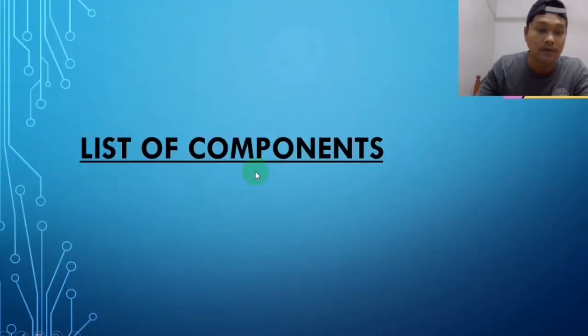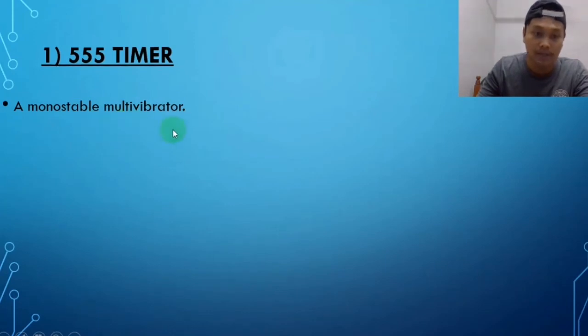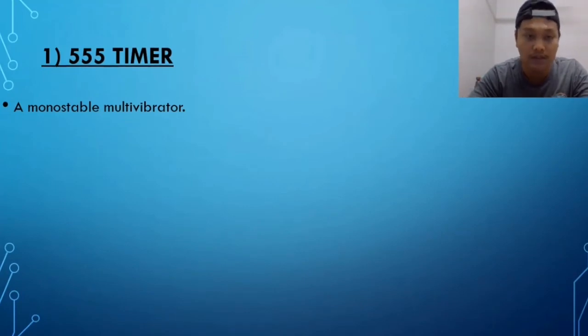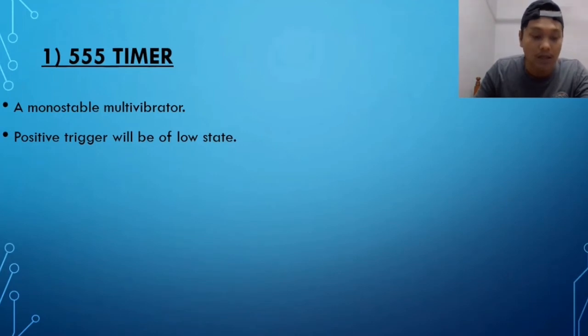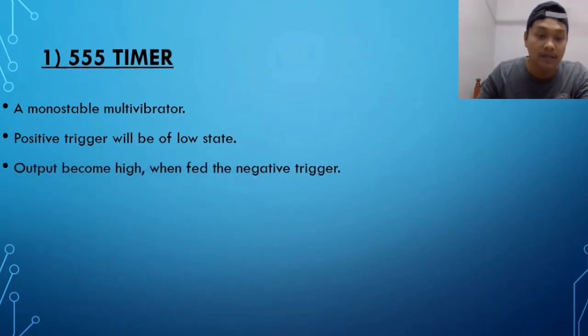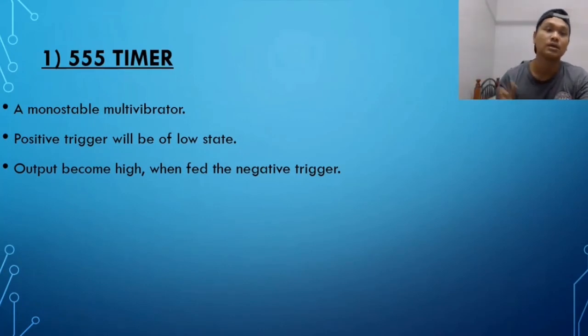Okay, the list of components. The first one is the 555 timer. It is basically known as a monostable multivibrator. The important characteristic of a monostable multivibrator is that as long as pin 2 receives a positive trigger, the output at pin 3 will be in the low state. When a negative trigger is fed into pin 2, the output at pin 3 will go high for a specific period of time. This time is decided by the resistor and capacitor connected to it.